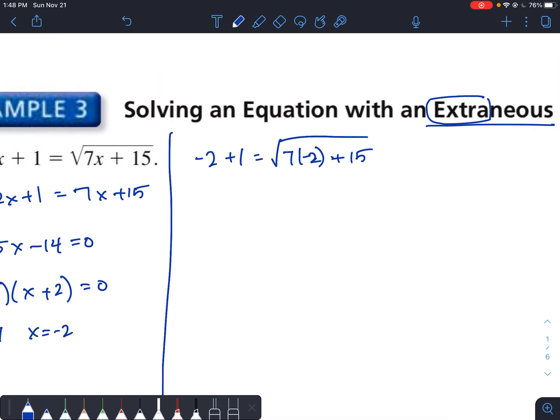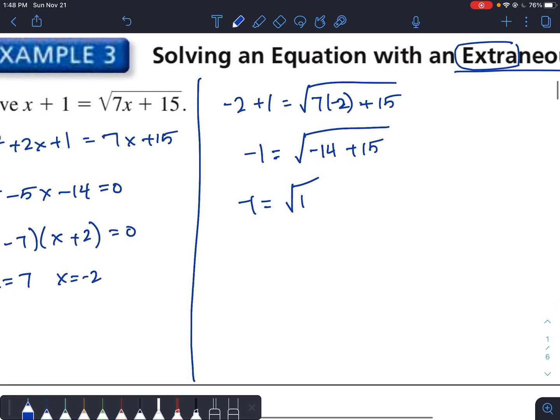And now let's simplify. So on the left side, I'd have negative 1 is equal to the square root of, that would give me negative 14 plus 15 right there. So that's negative 1 is equal to the square root of positive 1. Square root of 1 is 1, so negative 1 equal to 1, which is a false statement. And so that means negative 2, the one that we plugged in, is not a solution. Okay? So negative 2 is not a solution.